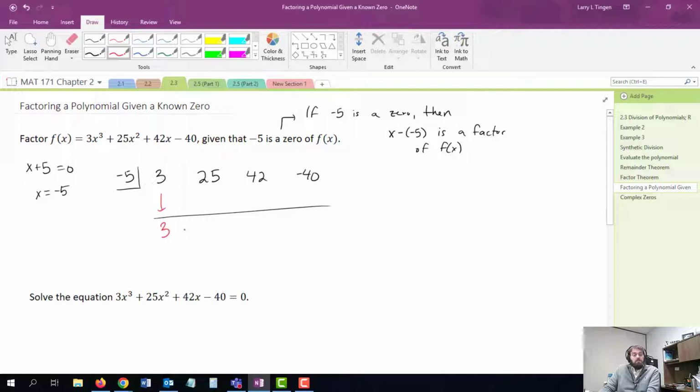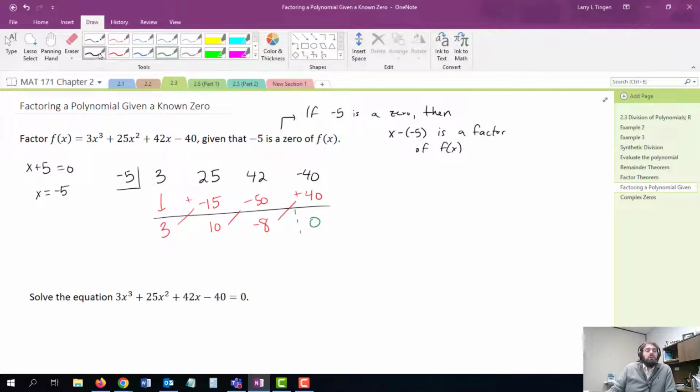And bring down the 3, multiply, that's negative 15. 25 plus negative 15 is 10. 10 times negative 5 is negative 50. 42 plus negative 50 is negative 8. Negative 8 times negative 5 is 40. 40 plus 40 is 0.